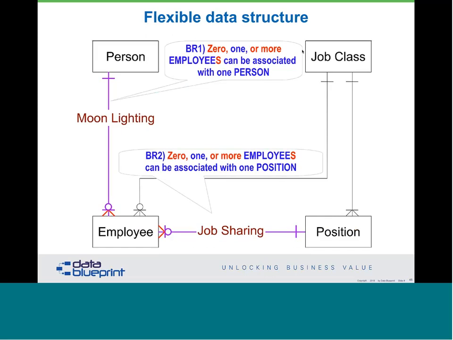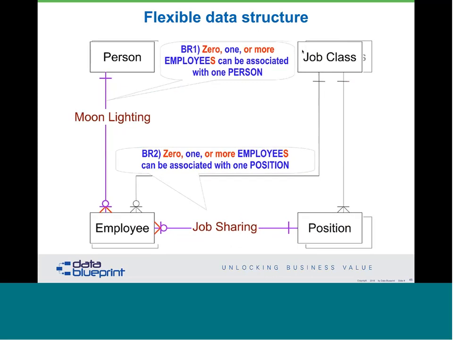And all I'm doing here is changing the data structure to say a person can be related to zero employees, but a person could also be many employees. Similarly, a position can be filled by one employee, zero employees, or again, many employees. And if that's the case, that gives us more flexible data structures.